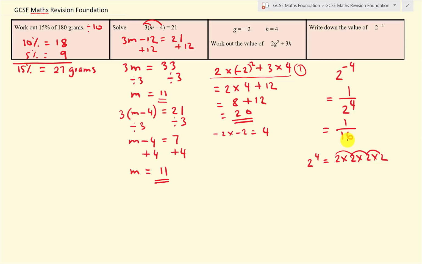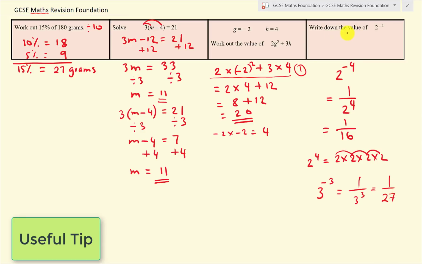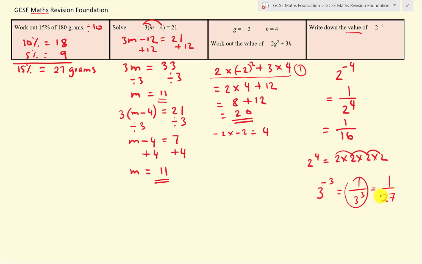Let's give you one more example on this, so that you can get familiar with the rule. Let's say we have 3 to the power of minus 3, so you're going to write it as 1 over 3 cubed, and 3 cubed is 27, so the answer would be 1 over 27. Because it says write down the value, you need to work out the actual value. Don't leave it as 1 over 3 cubed. Just make sure you write down what the value of 3 cubed is.